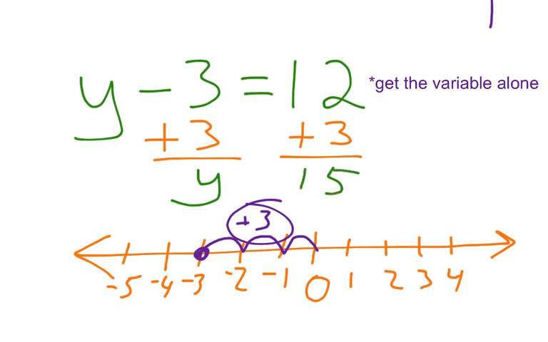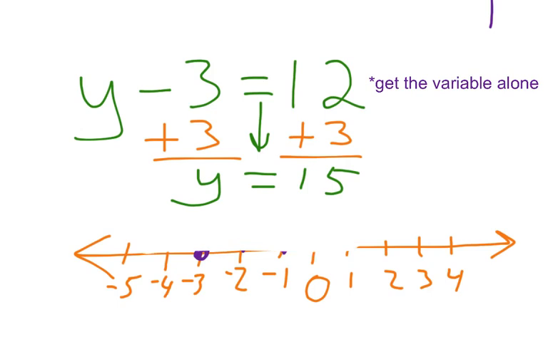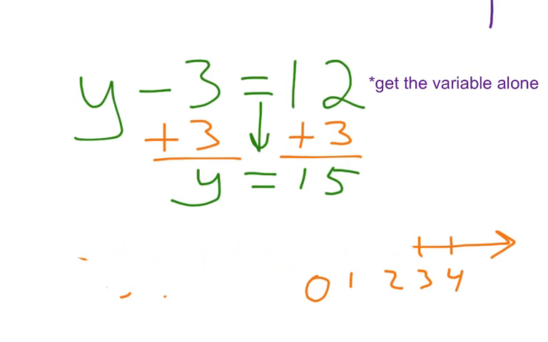15. My equal sign just comes straight down in the middle, and I've got y equals 15, which is really what we knew it should have been in the beginning, those of you that were thinking ahead. But again, the whole point of all of this is to make sure you can get the variable alone. That's the key. So take away something from both sides, add something to both sides to get the variable alone.